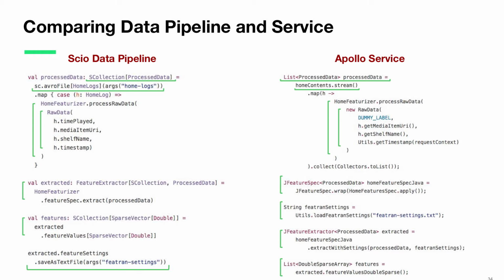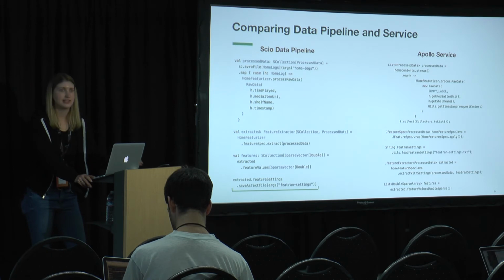And then the next two steps are pretty similar. We're again calling the extract method, but in the Apollo service, we're calling extract with settings. So we're passing in both our process data and the feature settings. And then, in the end, we're requesting that the extracted feature values be returned to us in the form of a sparse vector. The extra step that we have to take in the data pipeline is to save the feature settings as a text file, since that is one of the inputs to our Apollo service.